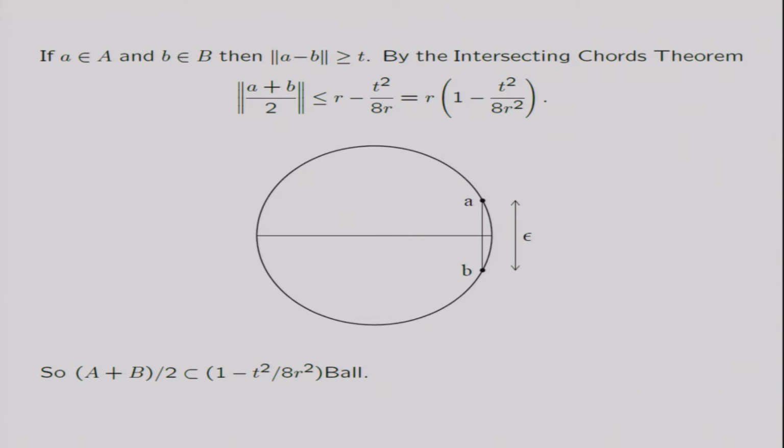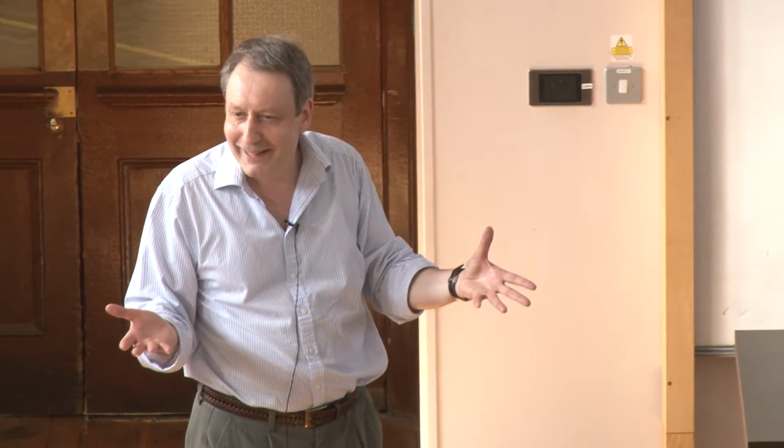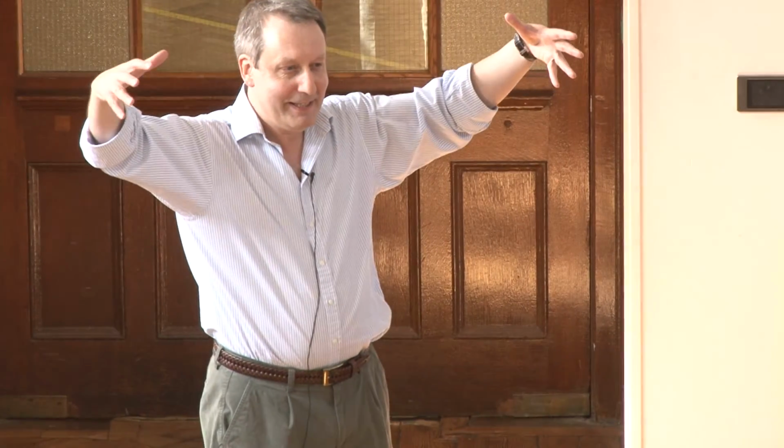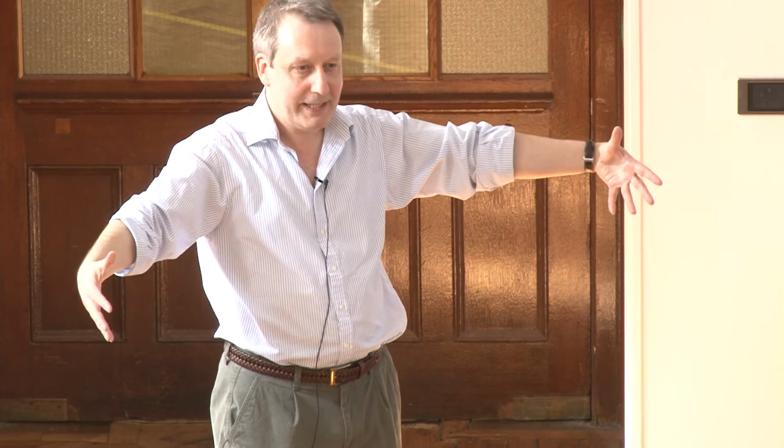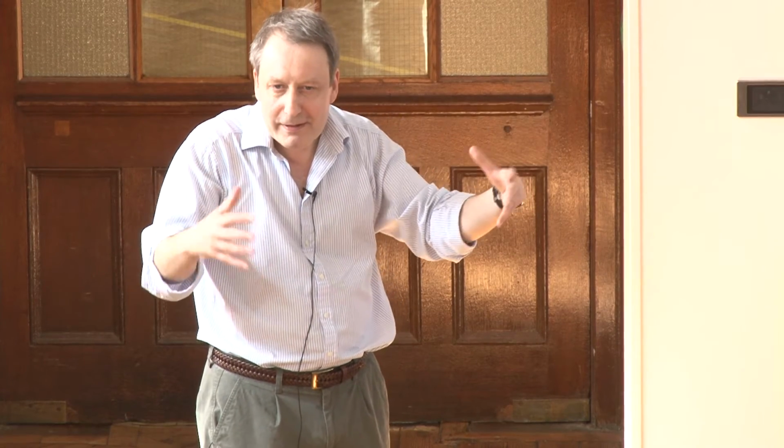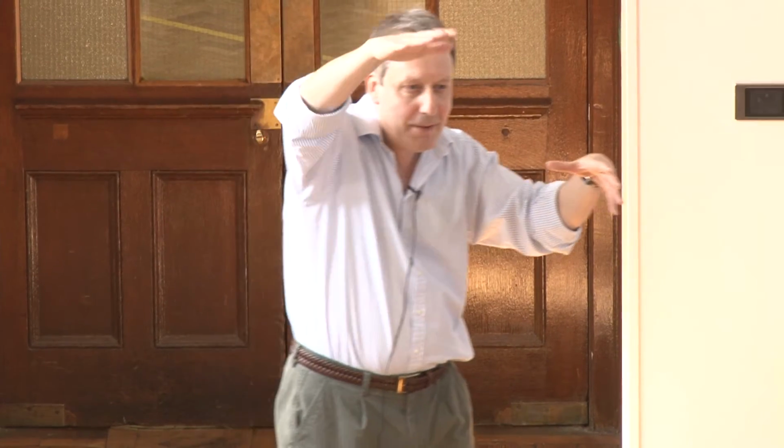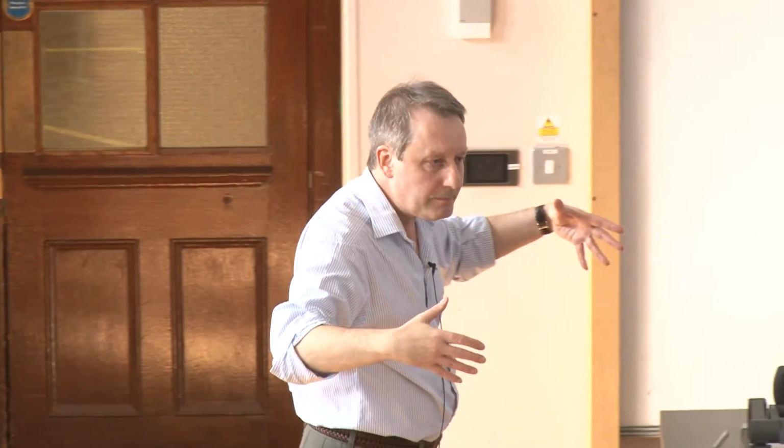Anyone not clear about that? Okay, so we pulled the thing in, and that means that (A+B)/2, this set of averages, is inside a smaller ball. A ball not of radius r, but of radius r times (1 - t²/8r²), which is kind of strange. You've taken these two sets, right near the boundary, and then when you average them, somehow it can never go near the boundary. It's pulled in.